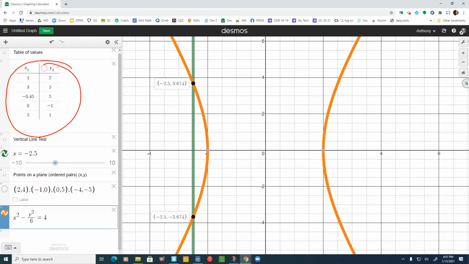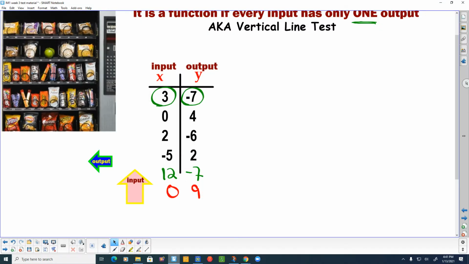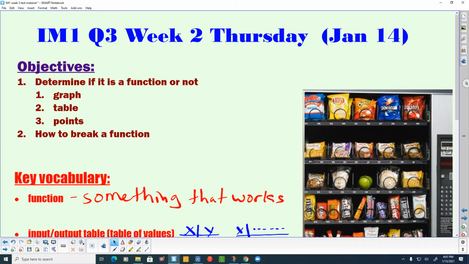Okay, that is how you look at functions. That is how you go back to here. How you determine if it's a function: on a graph, vertical line; table, same input, different output; points, the same x with a different y.